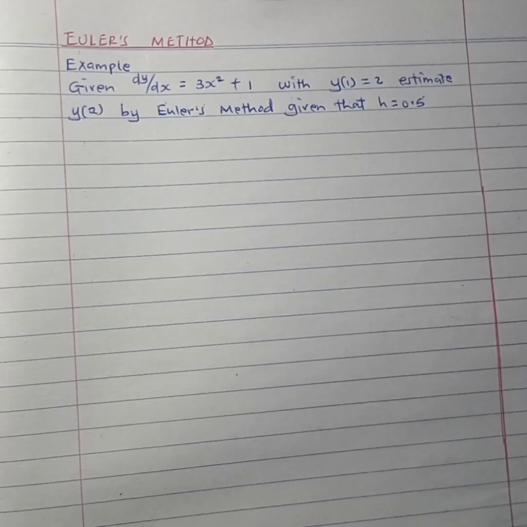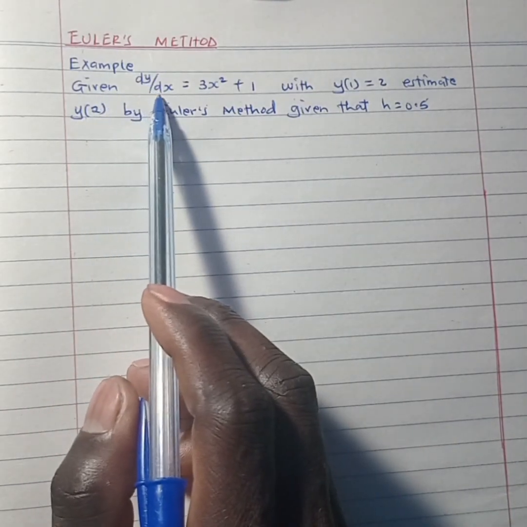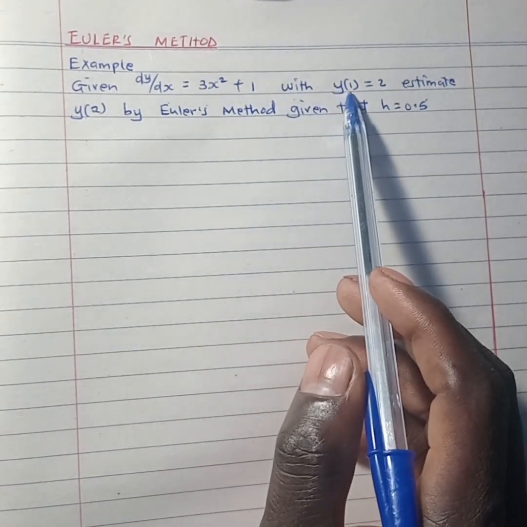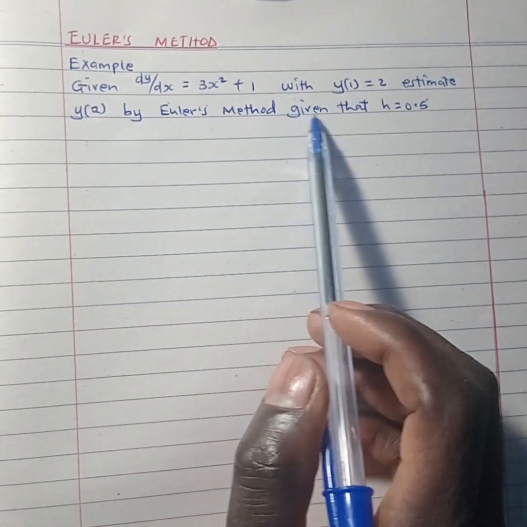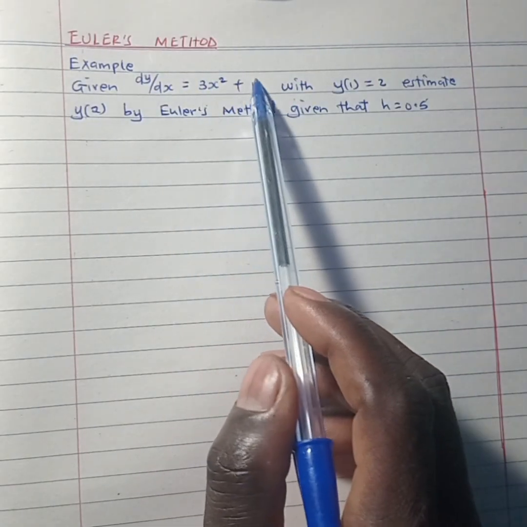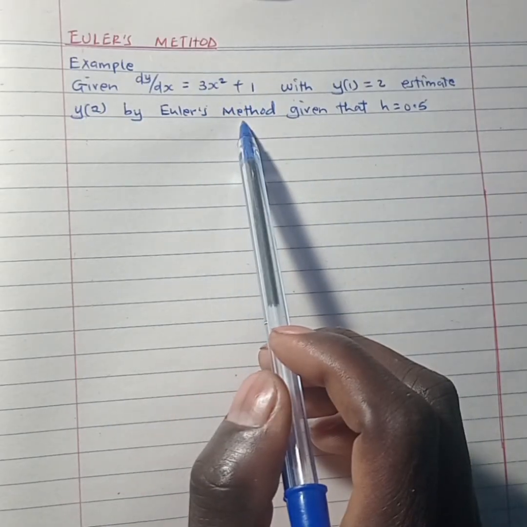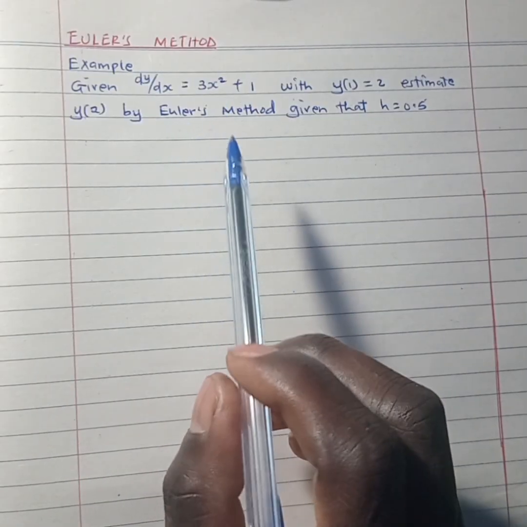I want to show you how to use Euler's method to solve a differential equation. We shall go directly into the example. Given dy/dx equals 3x squared plus 1, with y of 1 equal to 2, estimate y of 2 by Euler's method, given that h is equal to 0.5. So this is the type of differential equation, and we need to use Euler's method to solve this differential equation according to this question. We shall go to the solution.